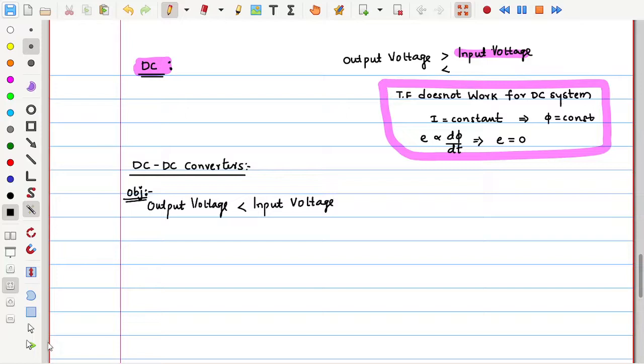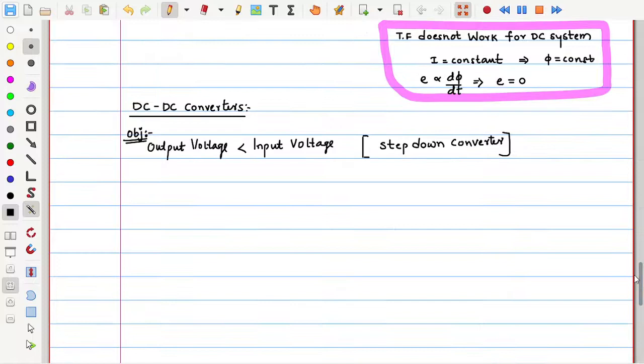Now, if the output voltage is less than the input voltage, just like the transformer, if output is less than input, what do we call it? That is a step-down transformer. So here also I can call this step down. Instead of transformer, I will say converter. This terminology is very important. So if the output voltage is less than the input voltage, I will call that a step-down converter. And more specifically, the DC-DC step-down converter is named the buck converter. B-U-C-K, buck converter.